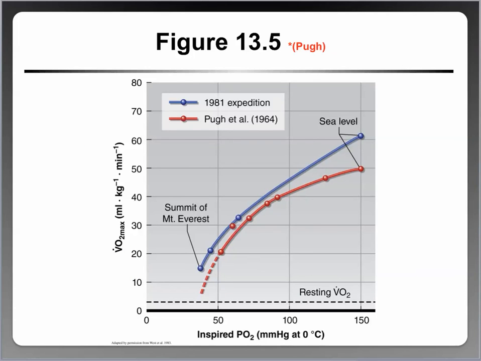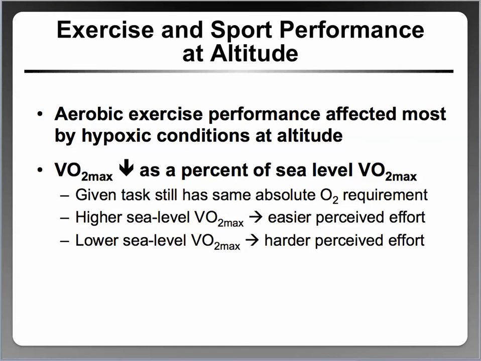Another thing to come out of that study is that, unlike the slide that I showed you before, once you get at very high altitudes, the decrease in VO2 max isn't linear. It might even be a steeper decrease at very high altitudes. So in terms of what type of exercise is affected most at altitude, hopefully by now it's pretty self-evident, but aerobic exercise is the thing that's affected the most by the hypoxic conditions that you see at altitude.